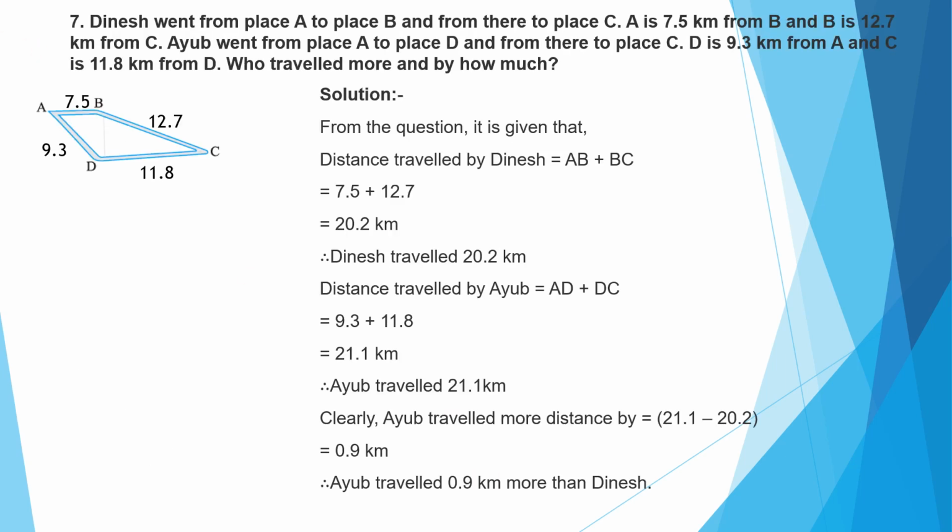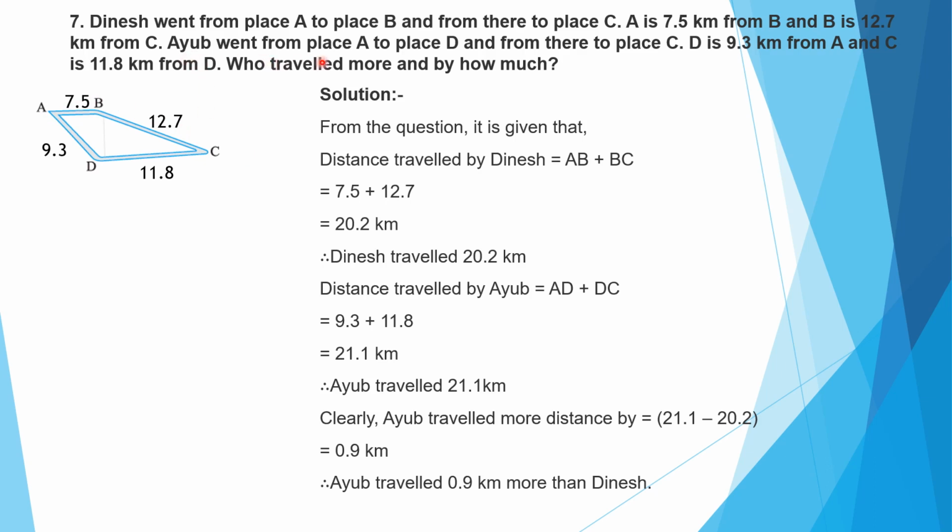So next question is like this. Dinesh went from place A to place B and from there to place C. Here this is A to B and from there to C. This path he took: A, B, C. And what is the distance? A is 7.5 kilometer from B. That means A to B is 7.5 kilometer. And B is 12.3 kilometer from C. That means the distance between B and C is 12.3. Is it clear? So Dinesh went A to B and B to C. He traveled 7.5 plus 12.3.